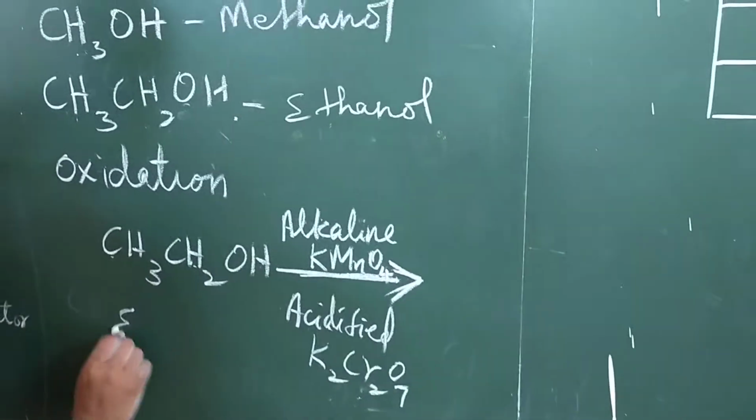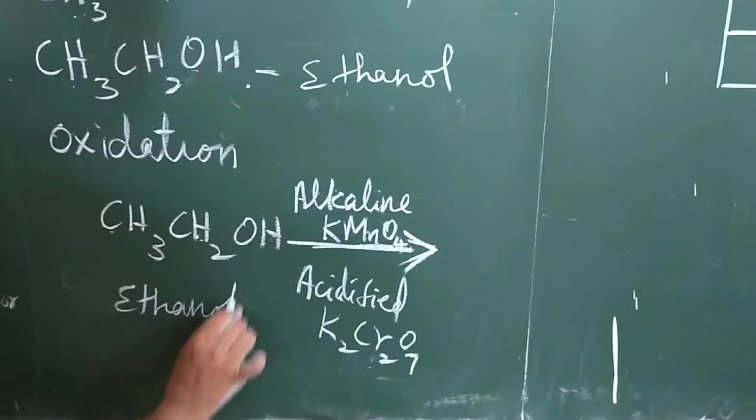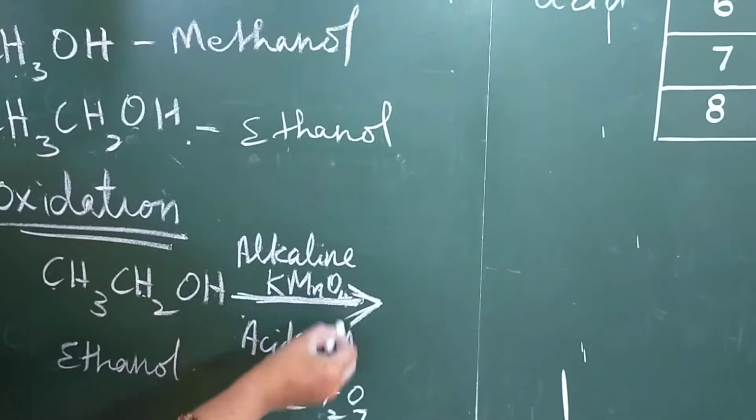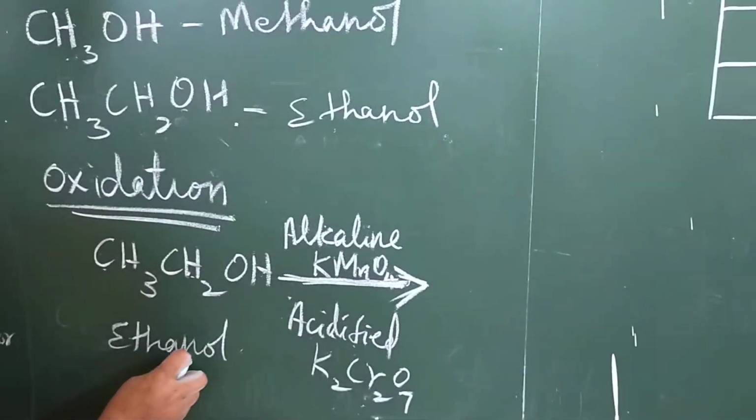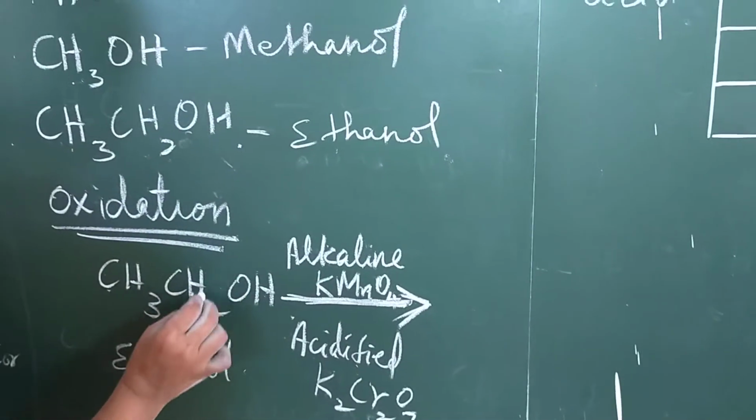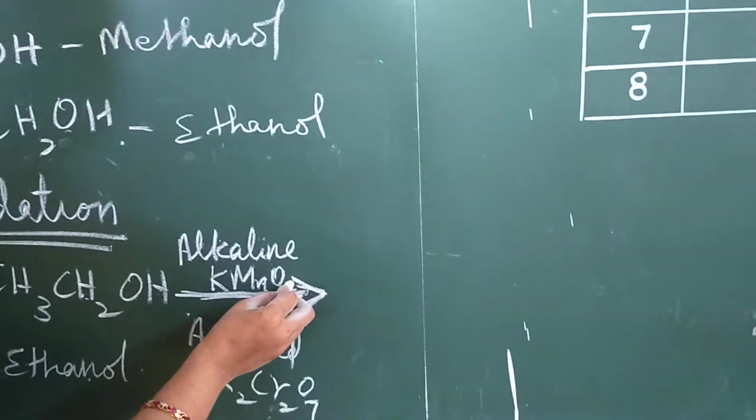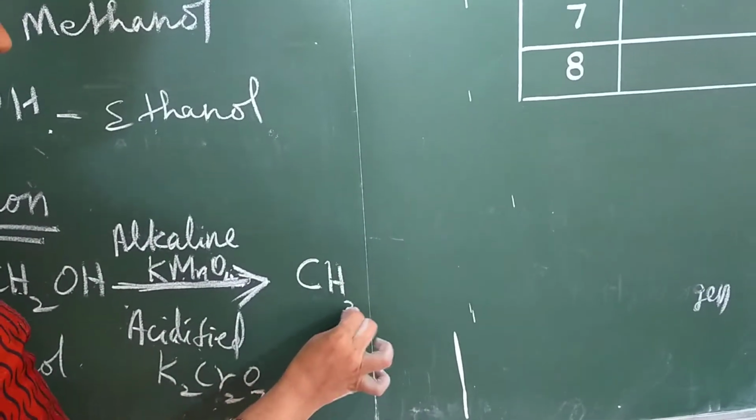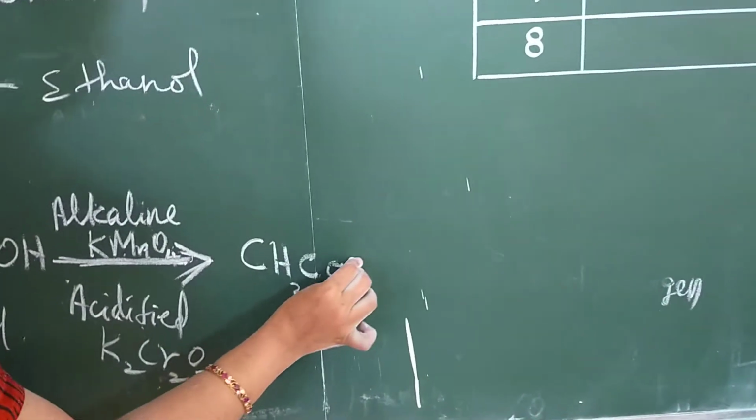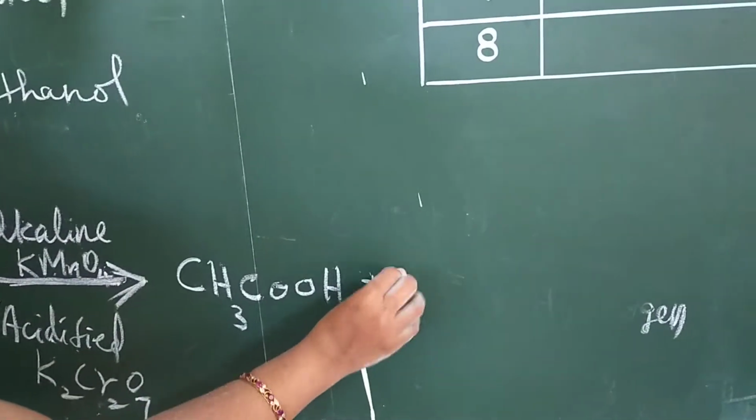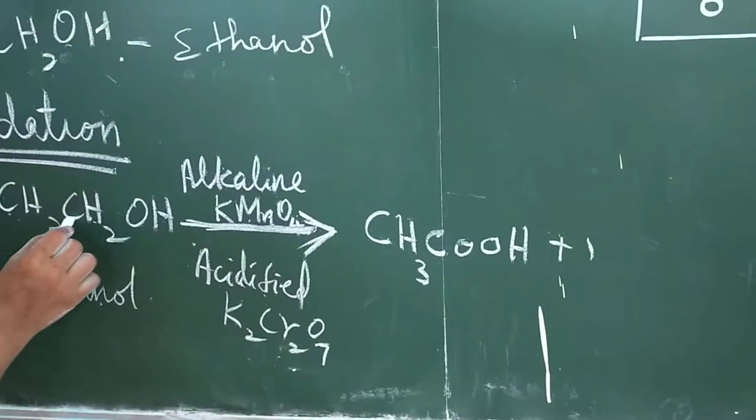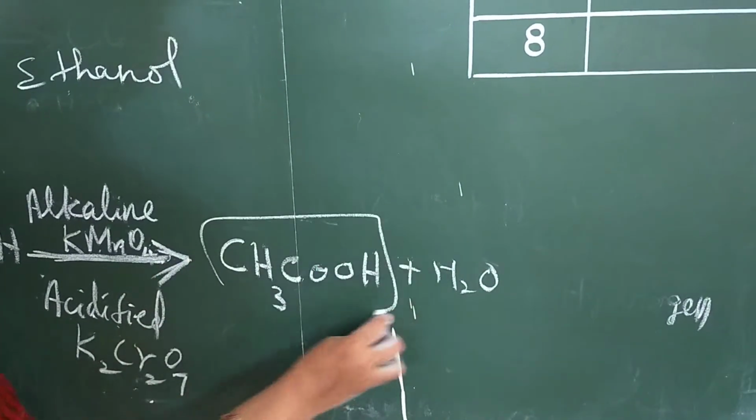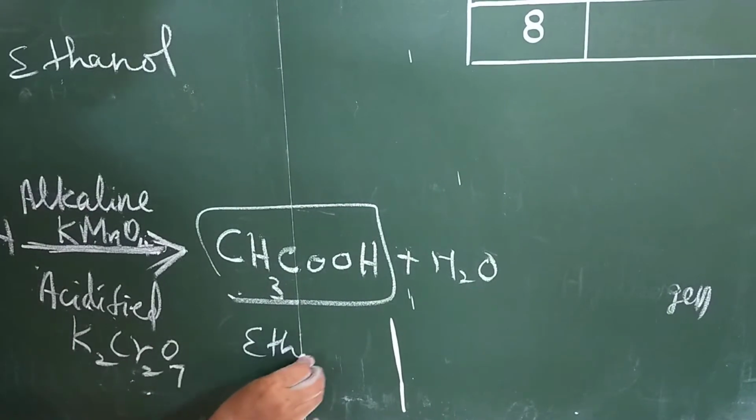So what have we taken? Ethanol. What is it doing? Oxidation, in the presence of alkaline potassium permanganate and acidified potassium dichromate. We are adding oxygen, and the oxidizing agent is helping to add the oxygen. Now, see, CH3CHO is there. One more oxygen is added, and what do we get now? CH3COOH. Now what product have we got? We have got ethanoic acid.